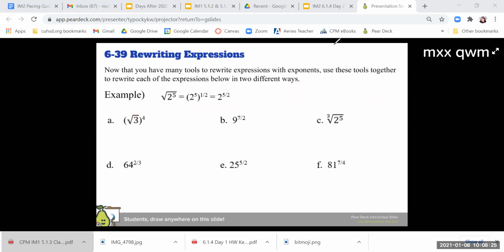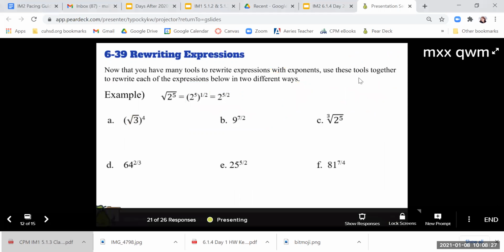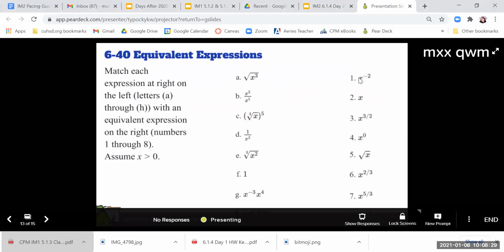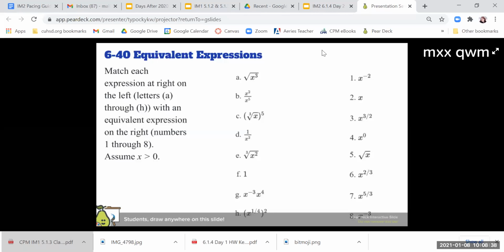I'm going to clear these and go to the last slide so that we finish up the lesson. So this is the very last one before closure. This slide is a matching slide, so we're trying to find equivalent expressions between the lettered expressions and the numbered expressions.